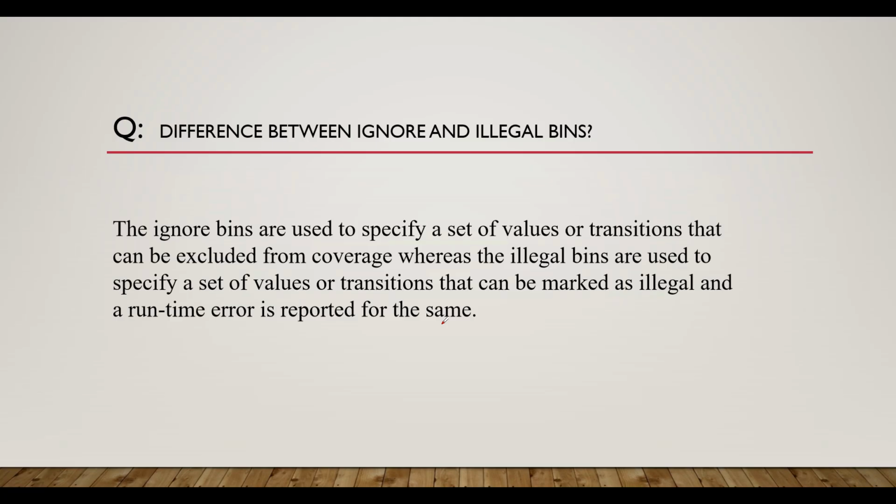So your ignore bin is like it will just ignore certain bins. You will not get any kind of error or fatal whenever your ignore bin has been encountered. Whereas illegal bins are used to specify a set of values or transitions that are marked as illegal. So if any illegal bin is encountered during your simulation, you will get a runtime error. So this is the basic difference between your ignore and illegal bin. In ignore bin, it will just ignore the value if encountered, so it doesn't count in your coverage. Whereas in illegal bins, if certain bins which are illegal are encountered, you will get an error.